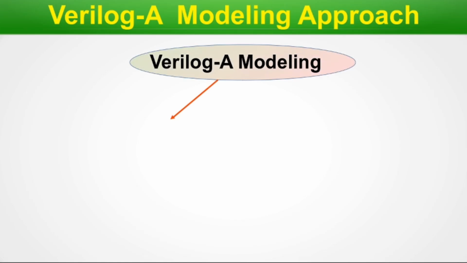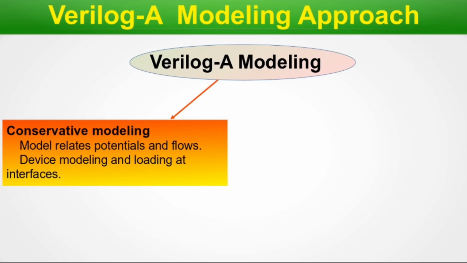The first approach is conservative modeling. Here, the model relates potentials and flows, and the device modeling and loading at interfaces. So definitely there will be this thing. These are analog circuits, so these factors are considered here. This is called conservative modeling, and this is very similar to the SPICE modeling that we do.